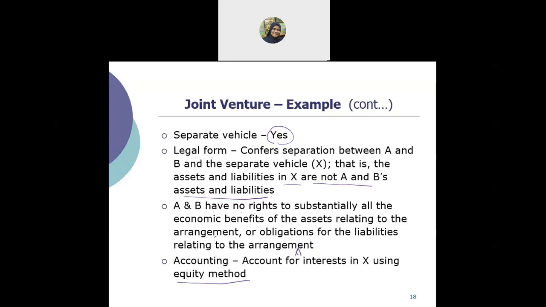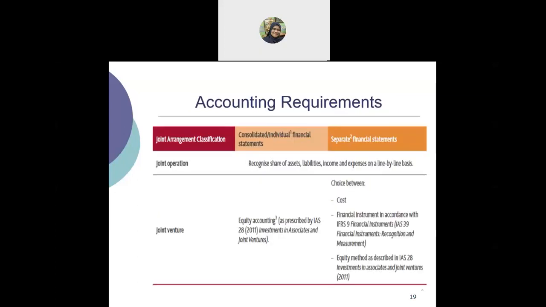So both A and B are going to use the equity method. Yeah? So A and B do not have rights over the assets or obligations over the liabilities in X, so they are going to account for the investment using the equity method. Later I'm going to look at what the equity method is. Okay, this is only the summary here.